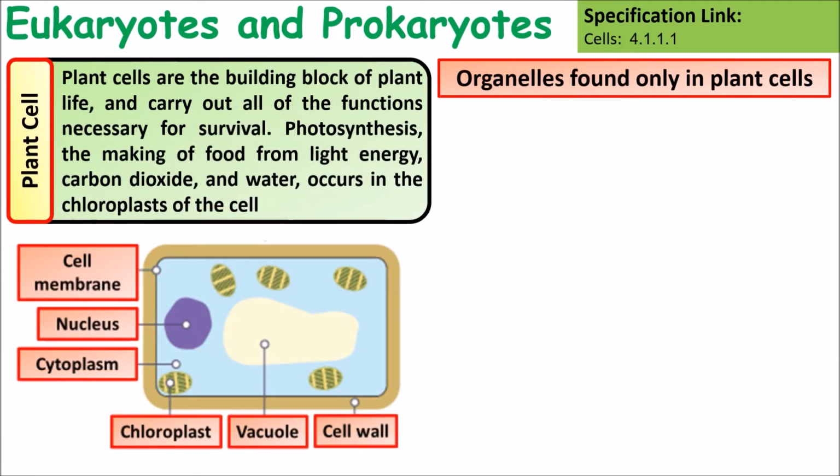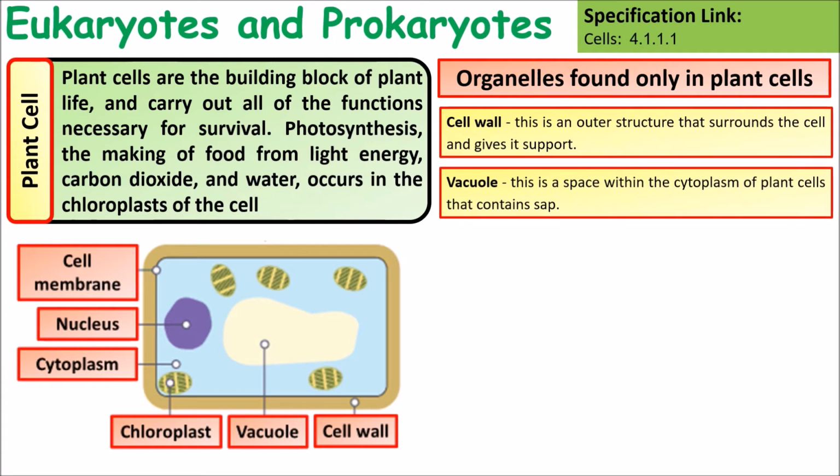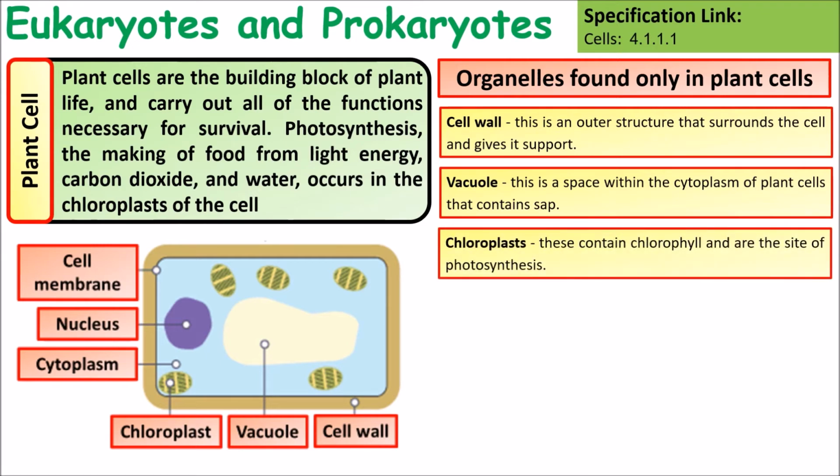Some organelles that you only find in plants, things like cell wall. So the cell wall is the structure that goes outside of a cell membrane. It's made from cellulose and it helps give the plant cell its harder structure. The vacuole, so the vacuole is the space within the cytoplasm and contains sap. And chloroplasts, these contain chlorophyll and are the site of photosynthesis.